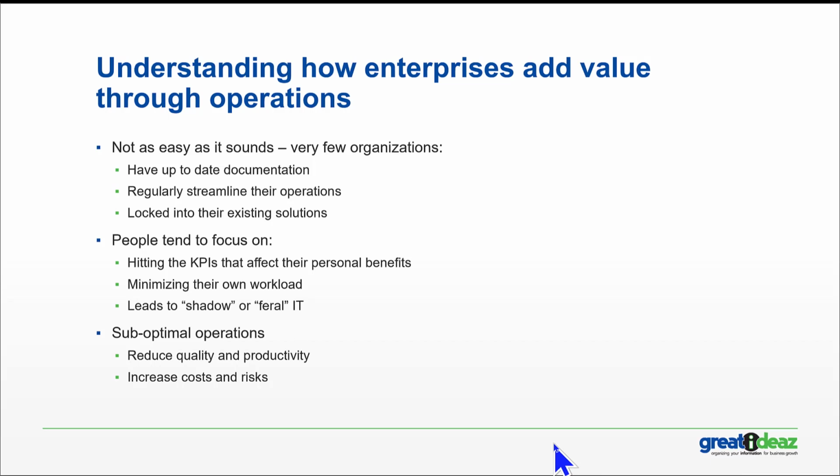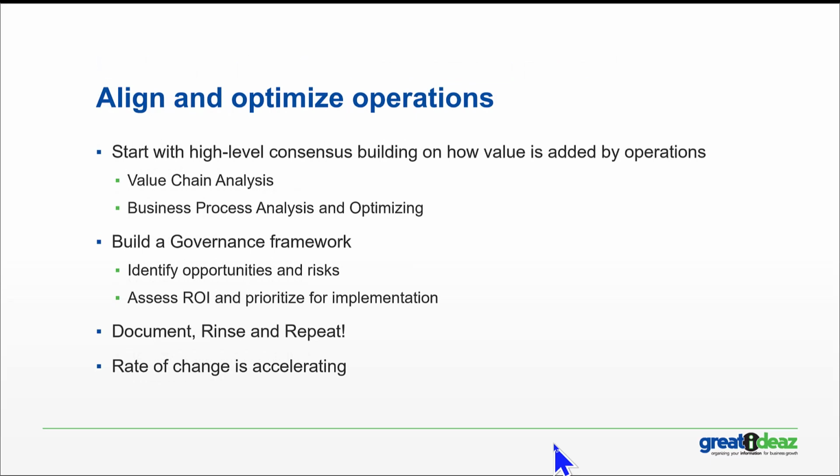So one of the first phases that we need to go through as we work through business architecture is to make sure that we align and optimize operations across both the business and the IT groups that are actually going to implement those requirements. So the first thing that we tend to do is go through high-level consensus building to make sure that we understand how business is operating and how value is being added as those operations progress.